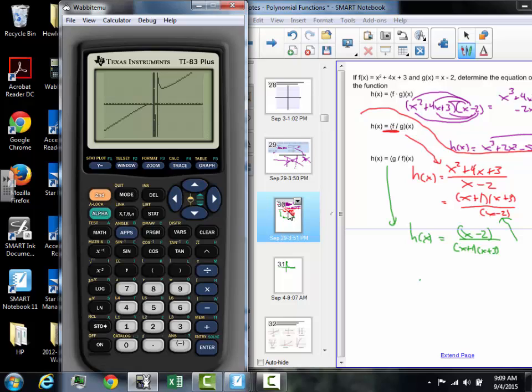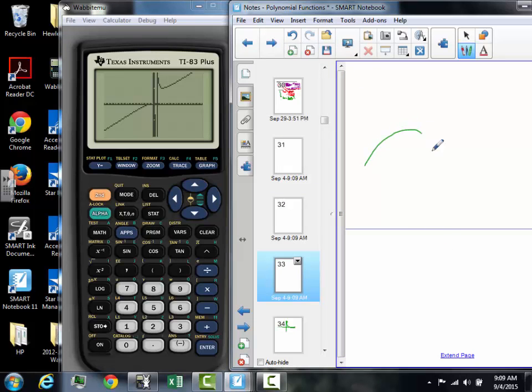That is a new function. It's kind of like a funky reciprocal function, but it's not technically a reciprocal. What the graph does, if I could redraw it, is this, and that's our new graph.